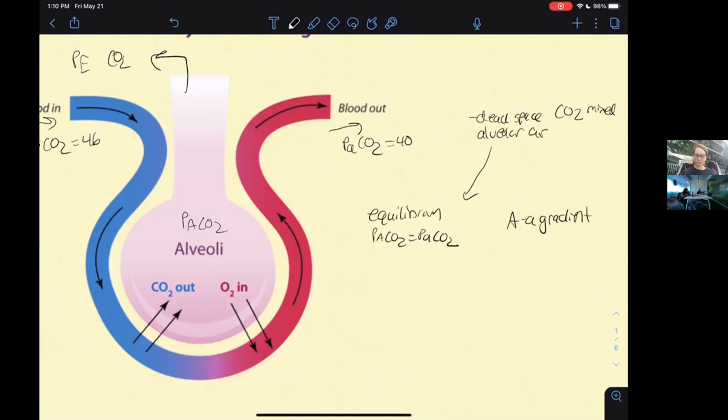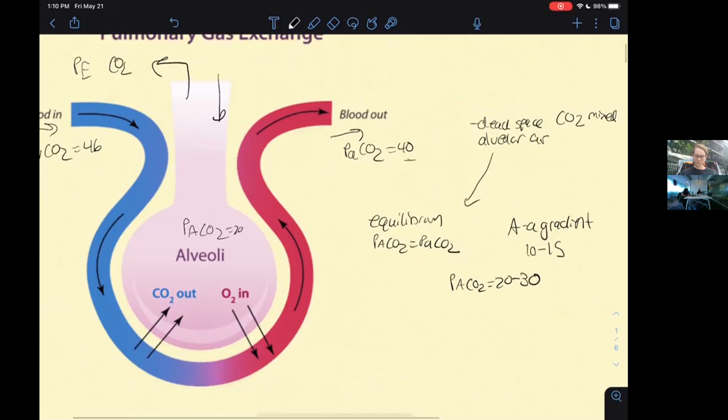where there's some difference in pressures that occurs just because there are other pressures pushing on the lungs that contribute to your alveolar CO2. So your AA gradient is about 10 to 15 because your arterial PaCO2 is actually between 20 to 30, right? So you usually have 40 here, you have about 20 to 30 here. So there's a difference between the two CO2 pressures.